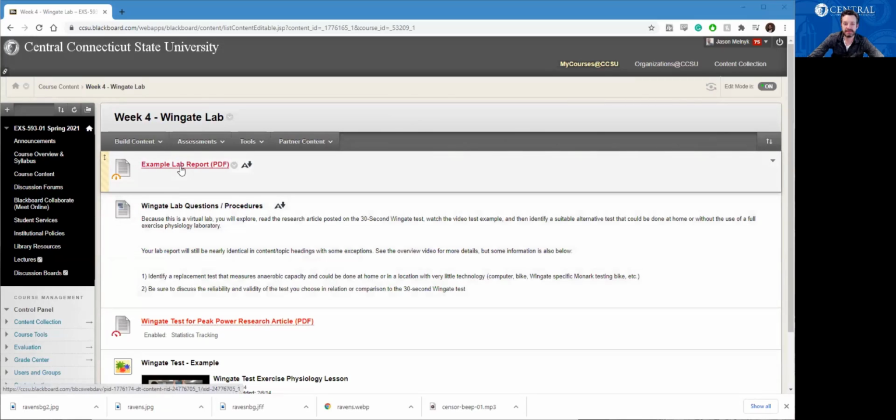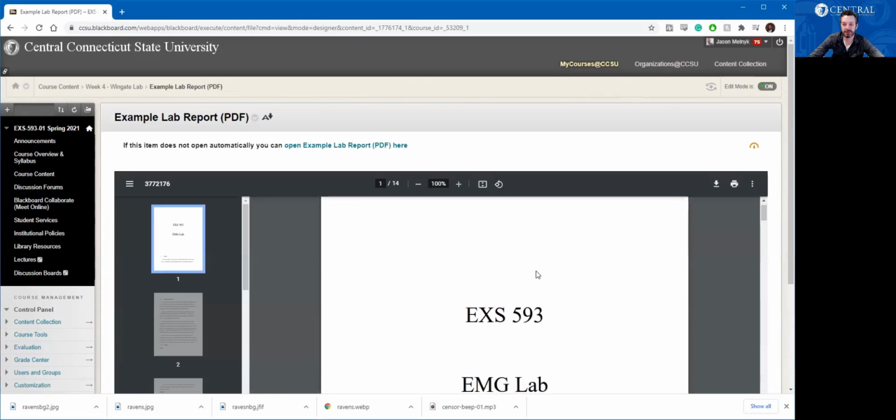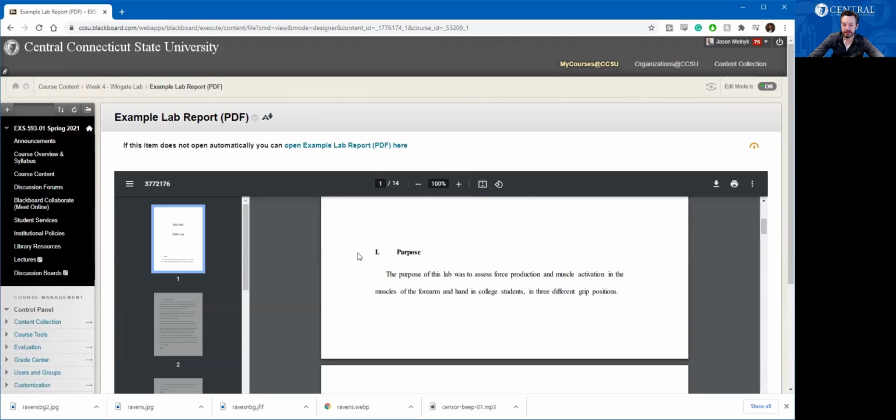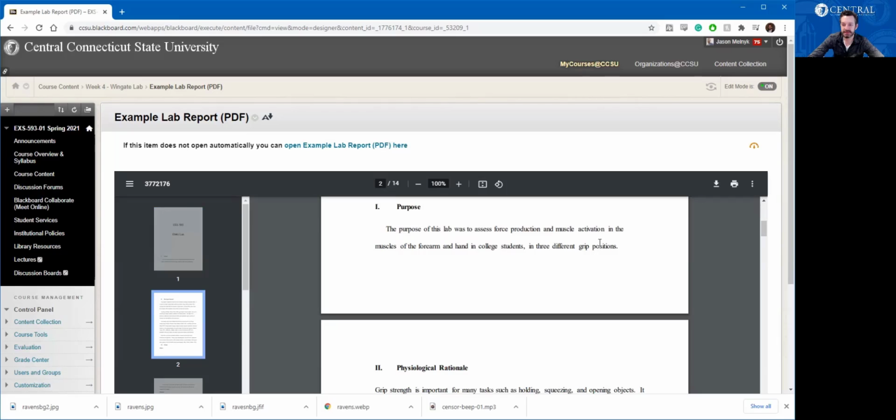So this is an example lab report so that you can see what I'm looking for. Part one is the purpose. It's usually more than a sentence, roughly a paragraph, but essentially what the purpose of the lab is.